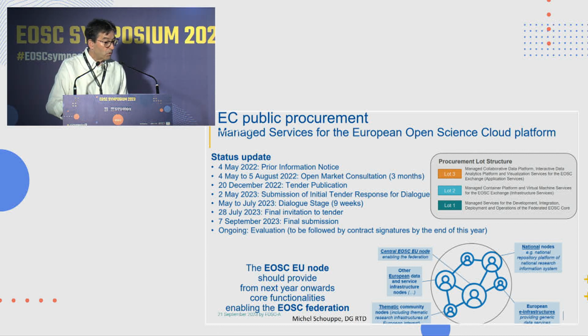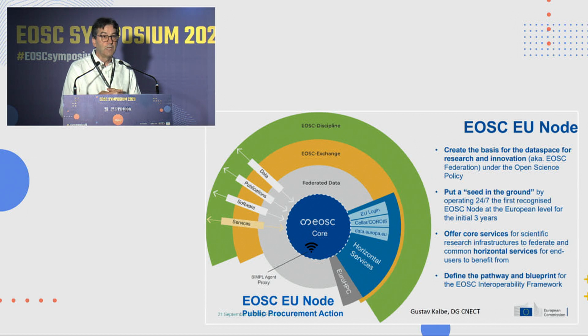Okay. Also this week from DG RTD, Gustav showed this model where we're using the architecture model that's been in our material for a number of years now, showing the core with the core services, the federated data, the exchange of related services, and then the overall structure around that and the elements, and indicating what DG Connect foresees to procure and operate as part of the EU node. So essentially the parts in blue.